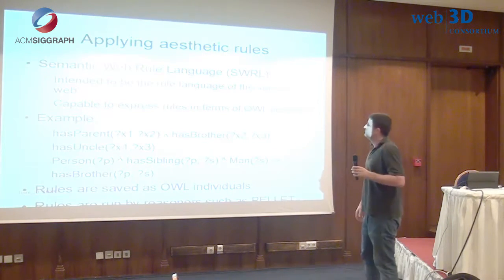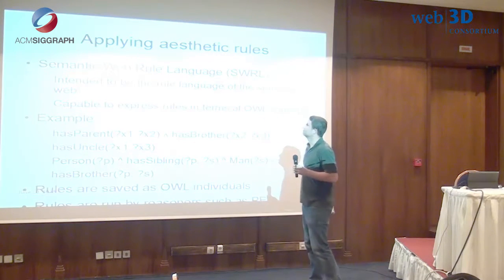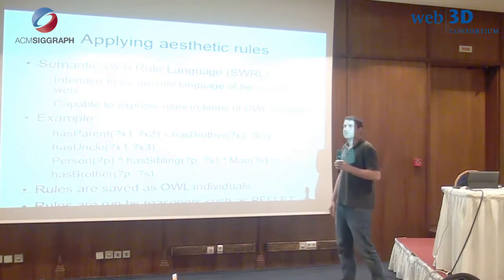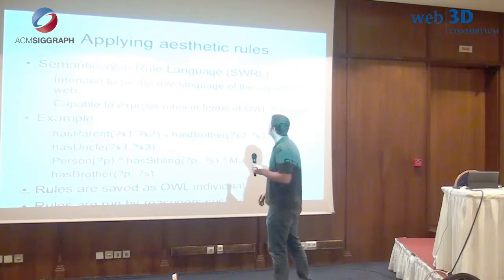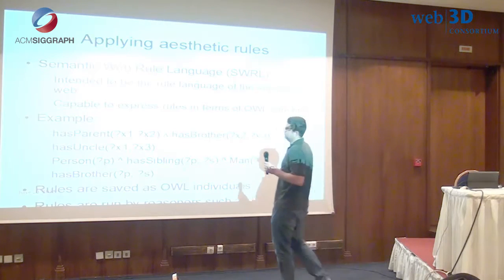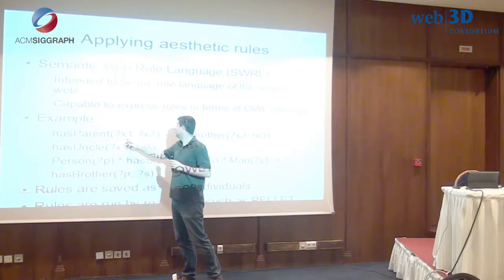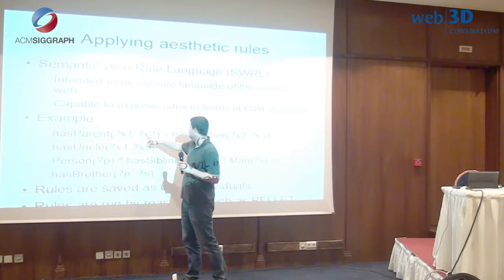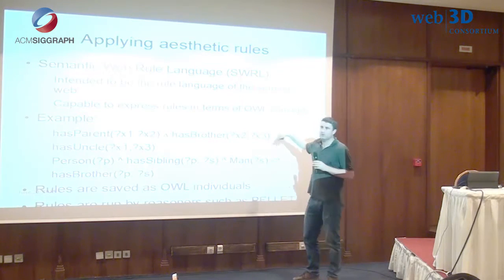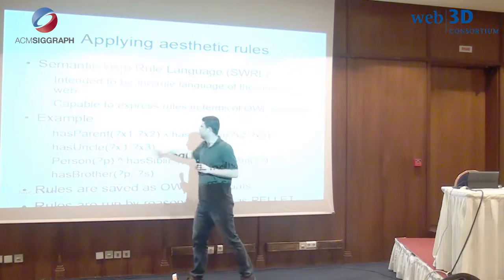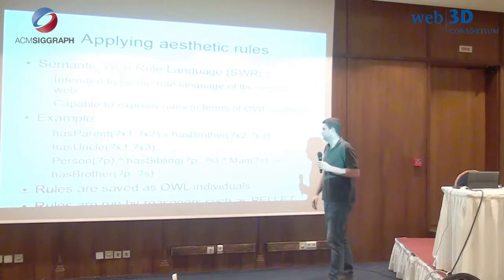So the next step, which is also the goal, is to apply the Semantic Web Rule Language in order to find the associations and propose solutions. This language can express relationships. You can see this example. If individual X1 has X2 as his parent, and X2 has a brother X3, then you enter this rule that produces the result that X1 has X3 as an uncle. This is a true statement that is produced.